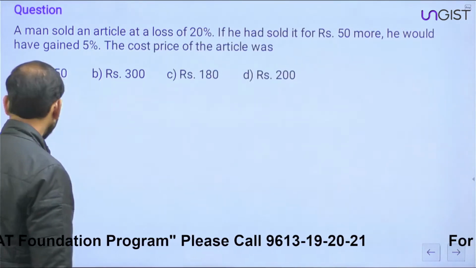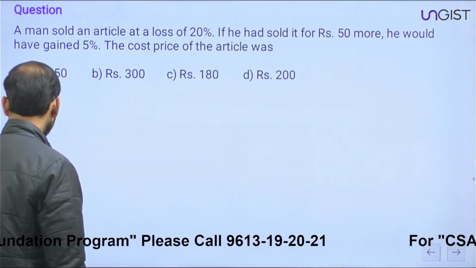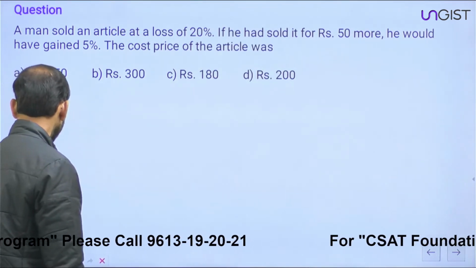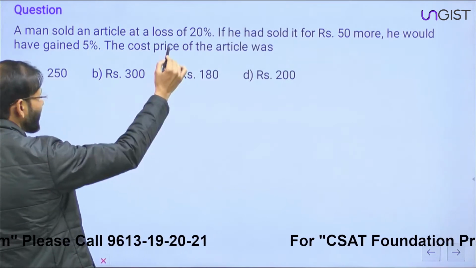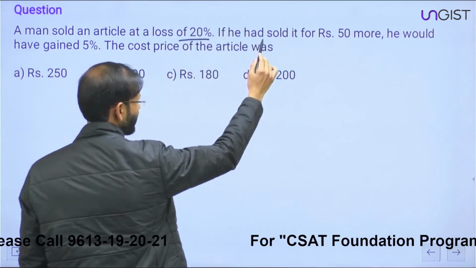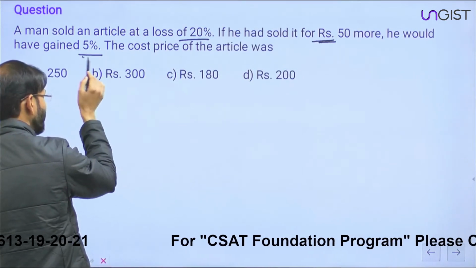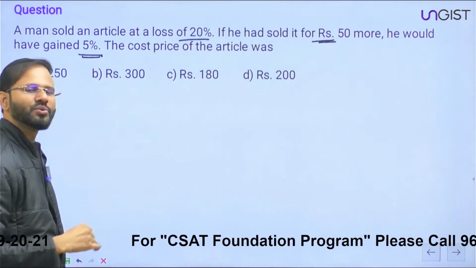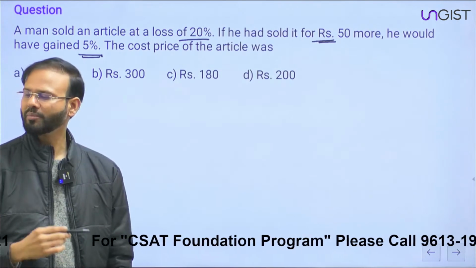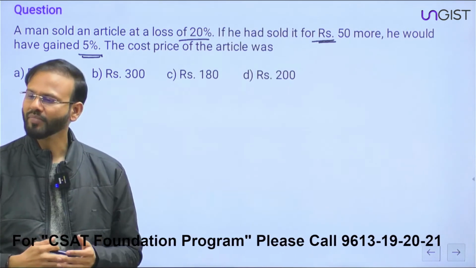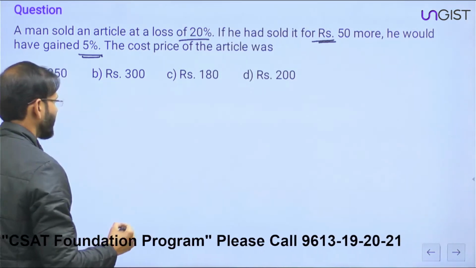This was my mistake. Now guys, please read this question. Okay, just read this question. The question says, a man sold an article at 20% loss. If he had sold it for rupees 50 more, he would have gained 5%, right? A man sold an article at 20% loss. If he had sold it for rupees 50 more, he would have gained 5%, right?